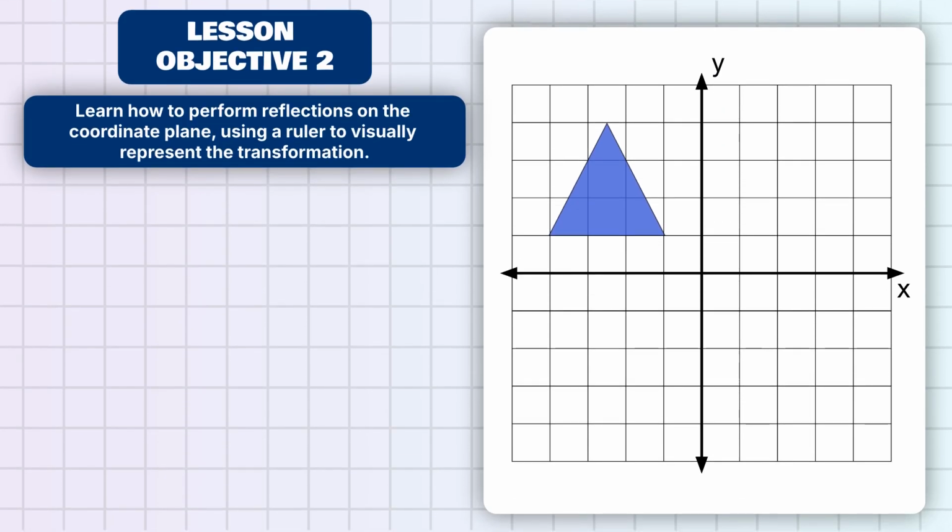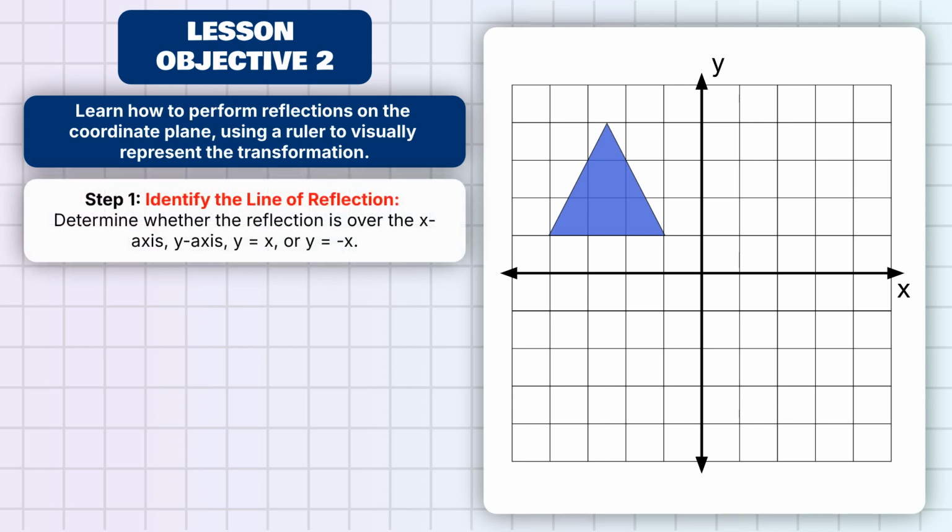Now let's see how we actually perform a reflection. To perform reflections, we use a step-by-step process with a ruler to ensure accuracy. Step 1. Identify the line of reflection. Determine whether the reflection is over the x-axis, y-axis, y equals x or y equals minus x. In this case, we are using the x-axis.